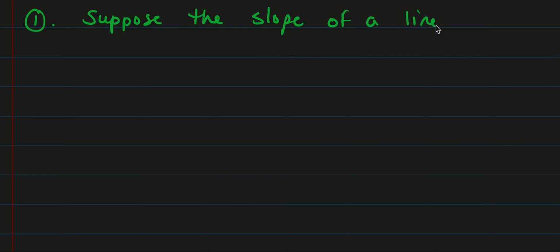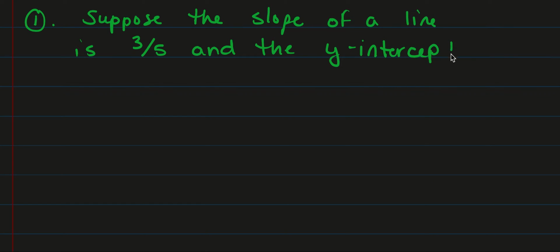So here's our first problem. Let me rephrase that. Suppose the slope of a line is 3 over 5 and the y-intercept is (0, 1). What is the equation of the line?